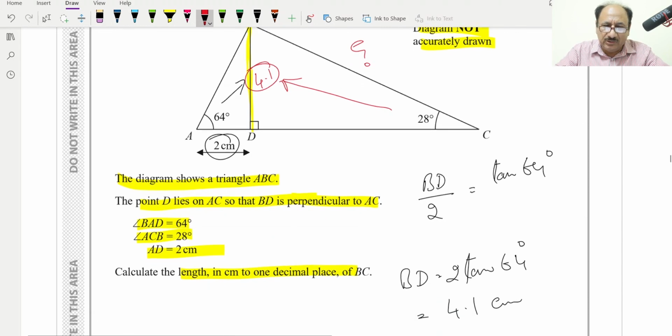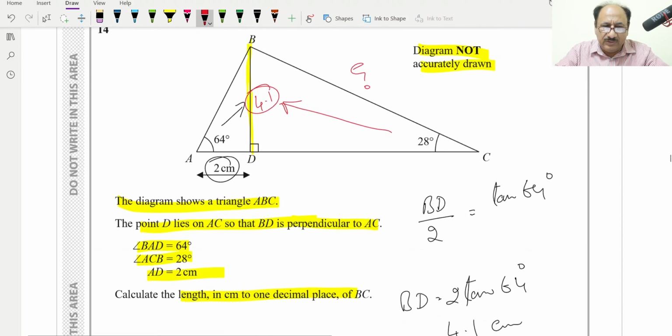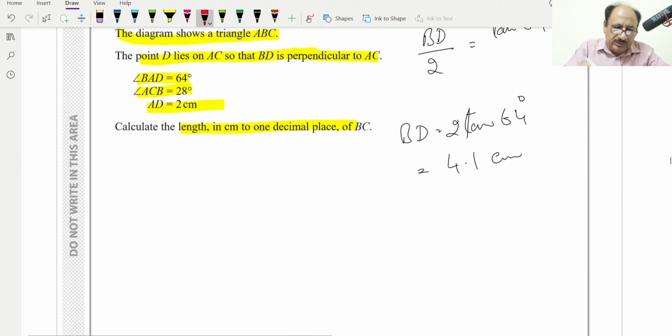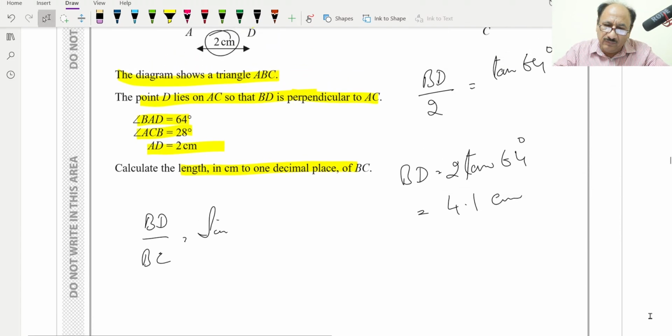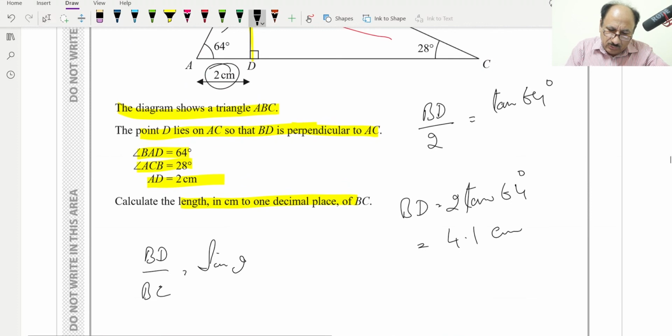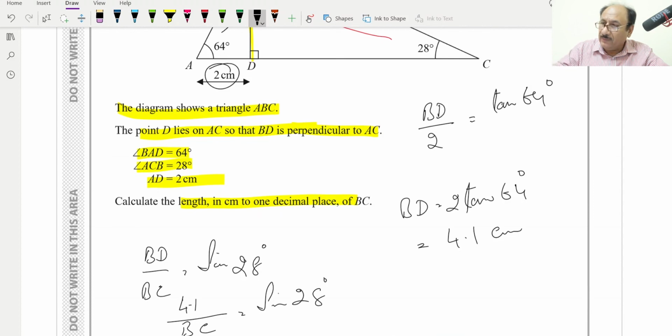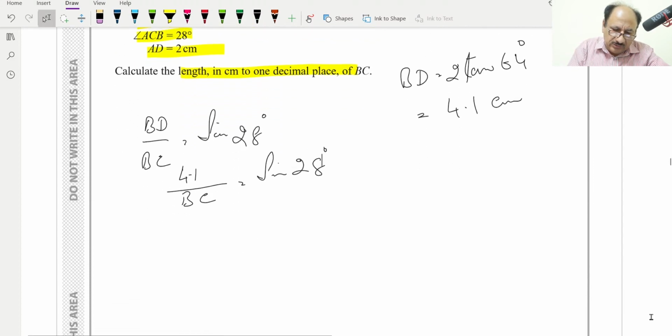So BC, BD over BC. So BD, we will write BD over BC is equal to sine of angle, which is 28. So sine of 28 degrees, and BD is 4.1 over BC is equal to sine of 28 degrees. And further we can shift BC to the other side.